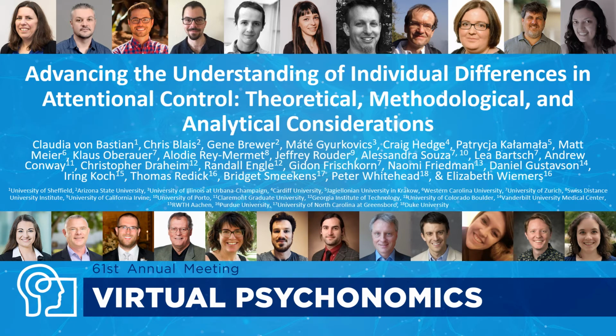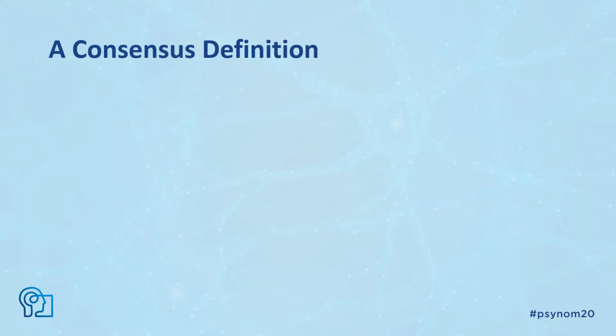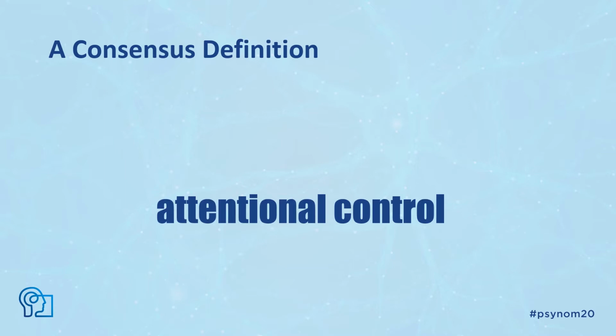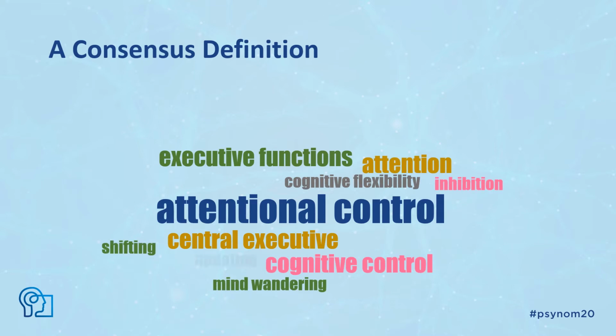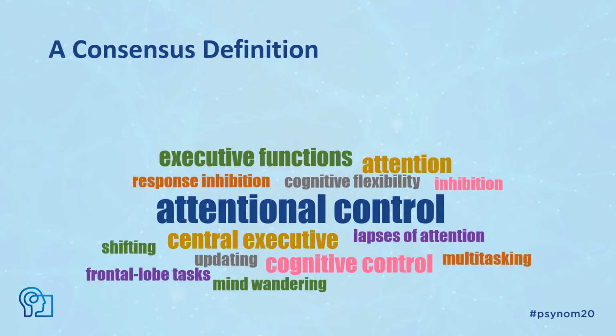Hi, I'm Claudia von Bastian, and I will present findings from a literature survey that Alessandra Souza, pictured in the top right corner here, and I have conducted as part of a much larger consensus paper that our group of 23 colleagues has crafted in a collaborative effort to advance the understanding of individual differences in attentional control from theoretical, methodological, and analytical perspectives. So in our group, we agreed to use the label attentional control, but you will have certainly come across this construct or an aspect of this construct under many other names as well.